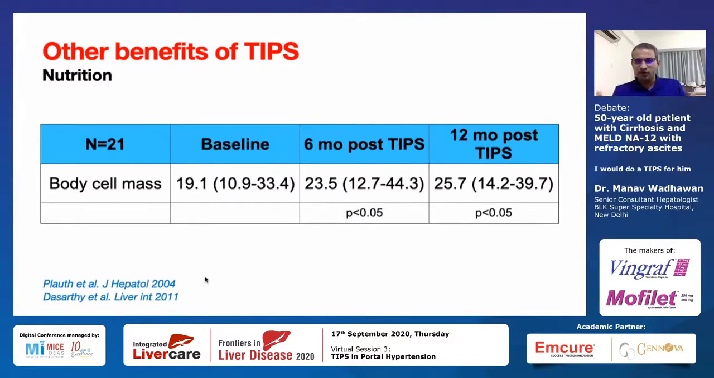That is what you're wanting to achieve in a cirrhotic patient. You want to alter their metabolism, you want them to gain weight, you want to improve their sarcopenia, and TIPS is doing that, provided you are selecting a patient who has a lower MELD.